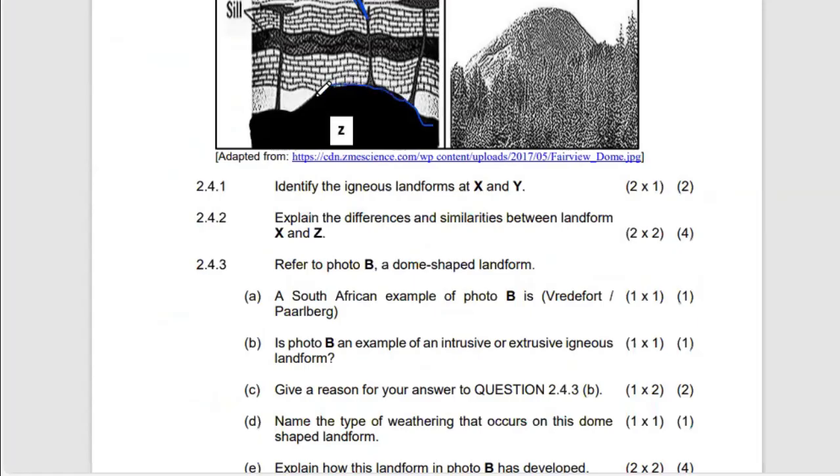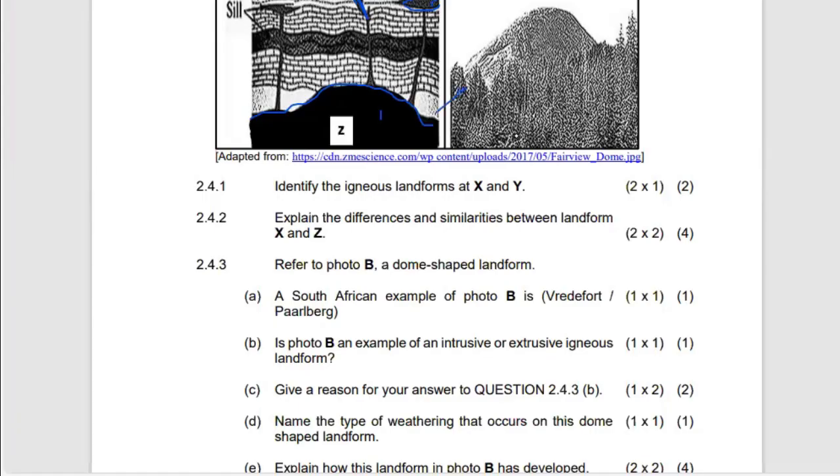The batholith is the biggest of all intrusive landforms. This one is very big compared to this one here in terms of size. So a laccolith is relatively smaller compared to the batholith, which is big. So in terms of comparison of size, the difference is that this one is relatively smaller and it forms in between bedding planes. It's formed between rock layers.